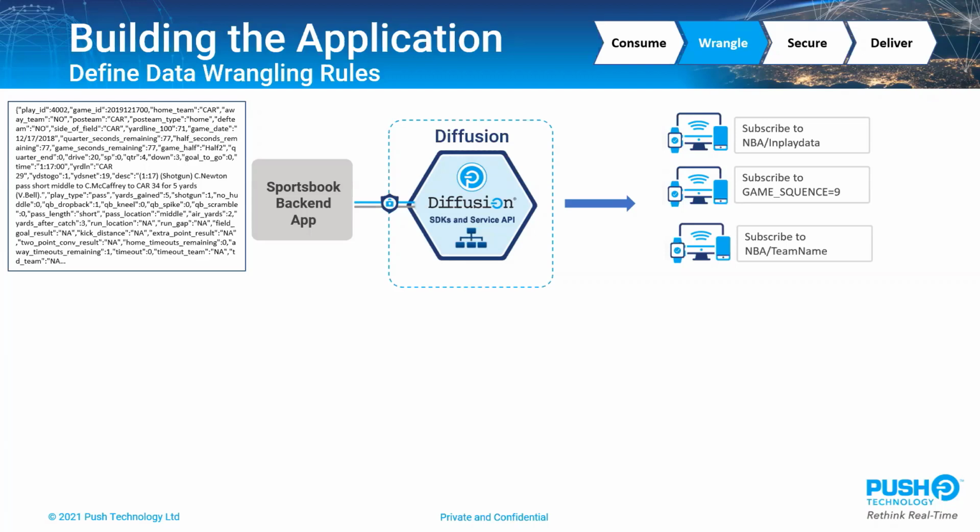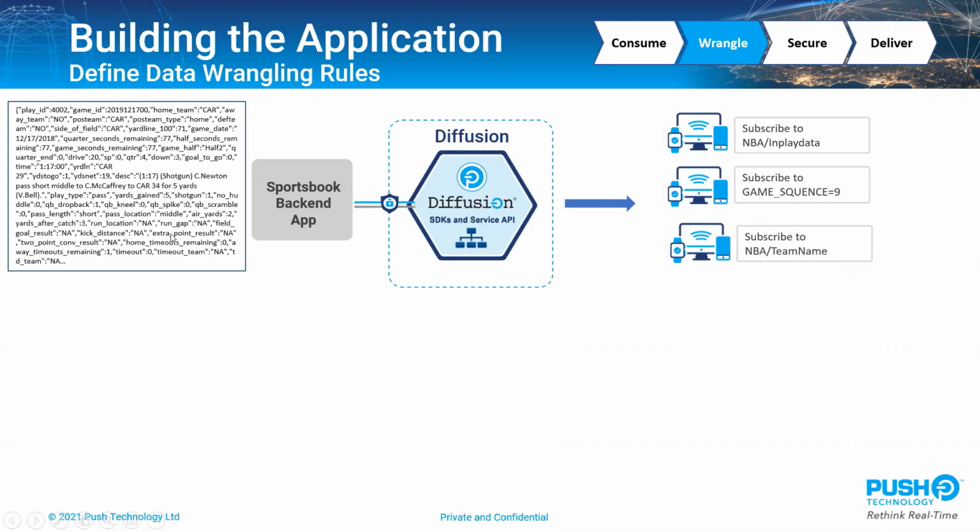And so this data then is streamed into Diffusion through our APIs by the Sportsbook application itself. And then we have a number of different subscribers. In this case, I'm switching gears to potentially NBA, and they want in-play data. Maybe they want to go to a specific game itself. Maybe they want to follow a specific team name. So there's any number of different types of subscriptions in real time, highly performant, using this compressed data.